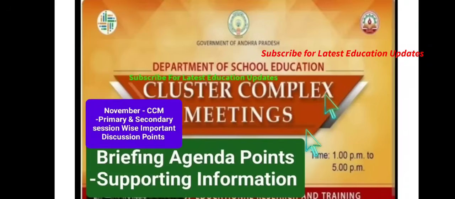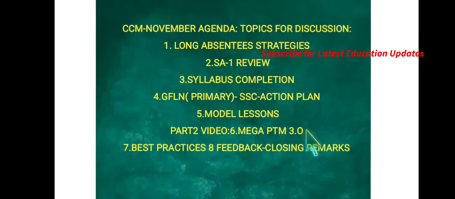Now, without any further ado, let's get into the agenda points of the cluster complex meeting for the month of November. So number one, session 1 is how to track and how to bring back the long absentees and what are the different strategies that the government has been providing in terms of administrative support and teacher-parent communication. The second session is self-assessment term 1 model paper.